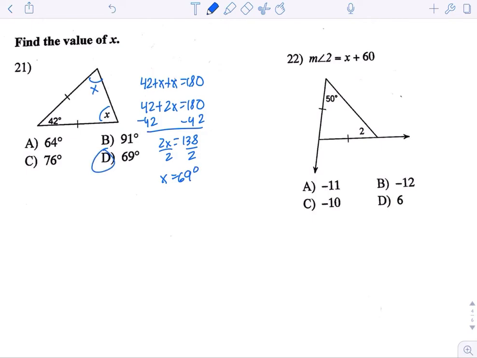Alright, 22. So remember, since you have an isosceles triangle, that means these base angles are going to be congruent to each other. We know the measure of angle 2 is x plus 60, so set those equal to each other. 50 is equal to x plus 60. Subtract 60 from both sides to isolate the x. We get negative 10 is equal to x. C.